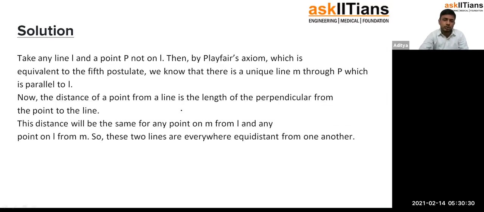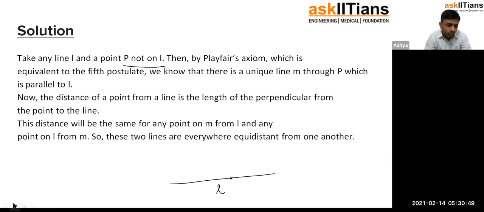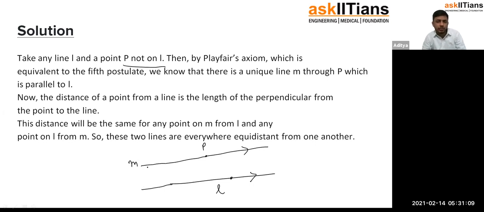So let us understand the solution clearly. If we take any line L, and we can choose any point P not on L. We are taking a point P which is not on line L. So let us say here's a point P. Then by Playfair's axiom, we can draw a unique line which is parallel to the line L, correct? So they will basically never meet. These are parallel lines. Let us say this line is M.